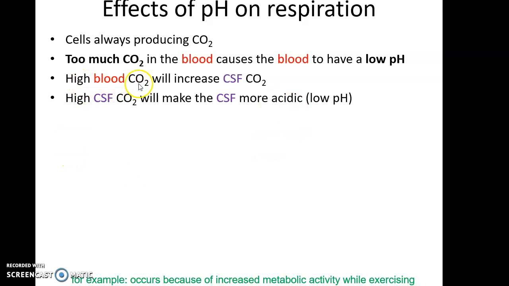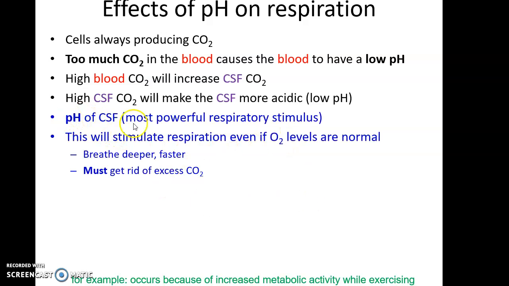So high blood carbon dioxide levels will also affect levels in the cerebrospinal fluid, making the cerebrospinal fluid more acidic, and the brain does not want that to happen. That is the most powerful effect for breathing, the pH of the cerebrospinal fluid. So this will stimulate us to breathe in deeper and faster, irrelevant of oxygen levels. Blood pH is going to hurt us a lot faster than oxygen levels. So we breathe in deeper, we breathe in faster to get rid of the excess carbon dioxide.